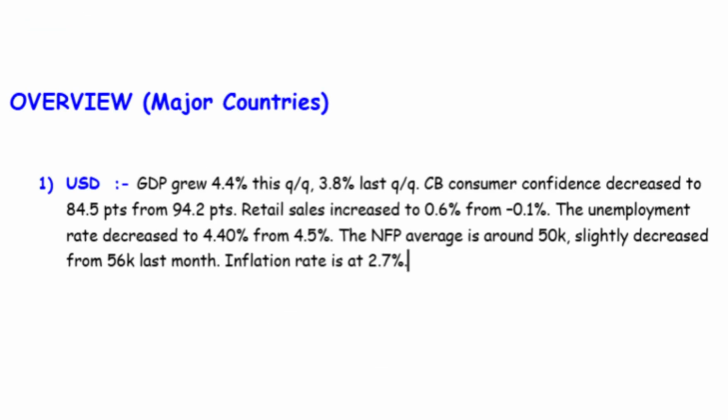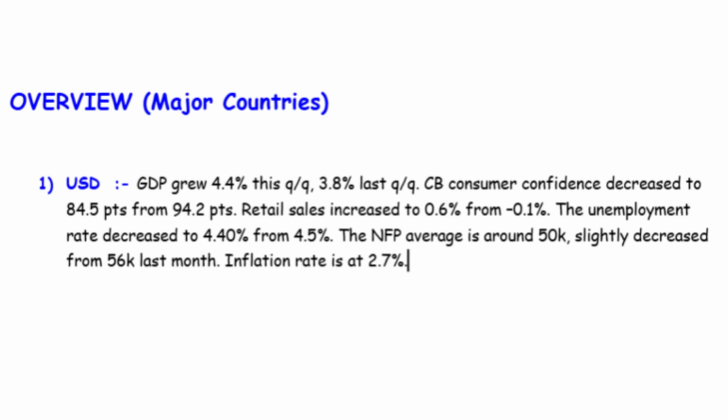Now jumping into the main content, starting with US dollar. US GDP grew 4.4% this quarter, 3.8% last quarter. CB consumer confidence decreased to 84.5 points from 94.2 points. Retail sales increased to 0.6% from negative 0.1%. The unemployment rate decreased to 4.40% from 4.50%. The NFP average is around 50k, slightly decreased from 56k last month. Inflation rate is at 2.70%.